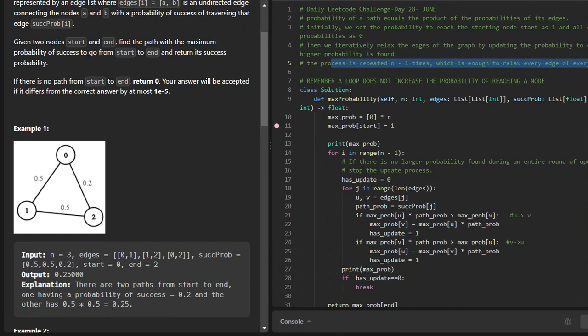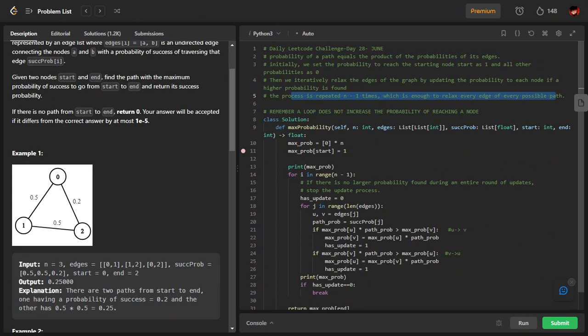This is the minimum. I'm not talking about the maximum. In maximum, we can have any number of edges, but in minimum, we require n minus 1 edges to connect them. That's what it's telling. And if we relax n minus 1 times, that should be enough to relax every edge for every possible path. Just remember, this is why it helps us in dealing with cycles. Because we are going only n minus one times, even if there is a cycle, we will not endlessly revolve around the cycle. This is the highlight of this algorithm.